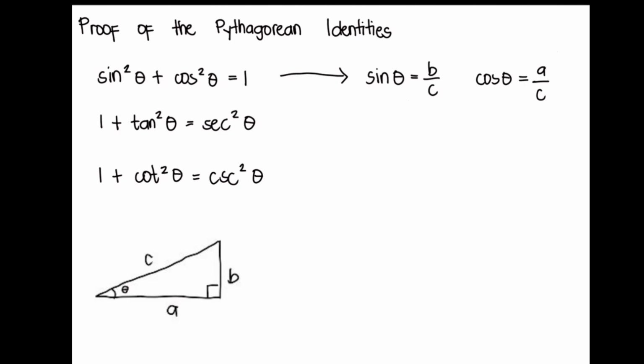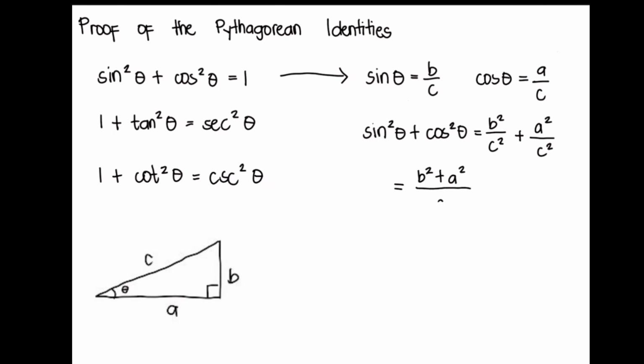Now I'm going to square both of these and add them together. So I will get sine squared theta plus cosine squared theta. I'm going to write what those equal: b squared over c squared plus a squared over c squared. Now I'm going to combine these two fractions, and it can be done very quickly because the denominators are the same. So this is going to equal b squared plus a squared over a single c squared.